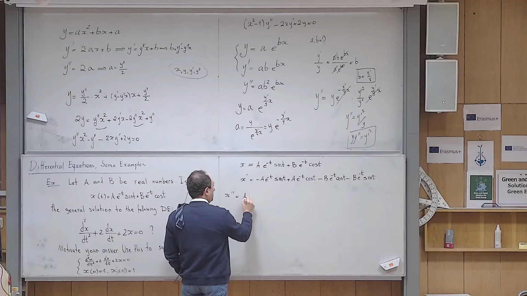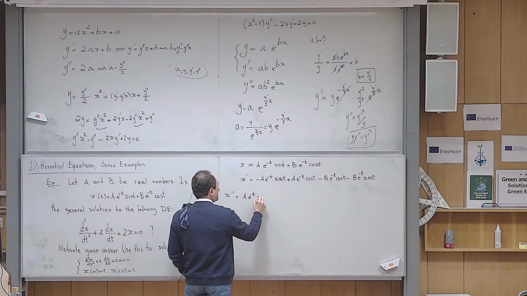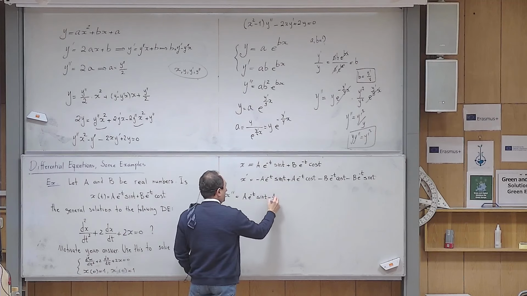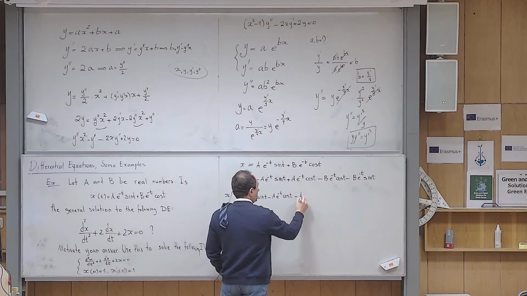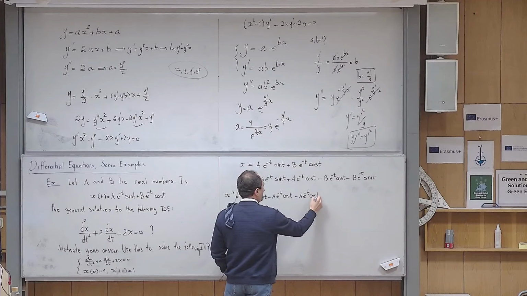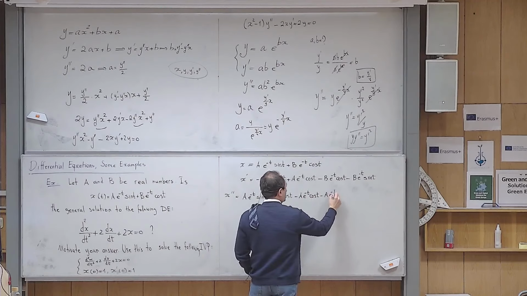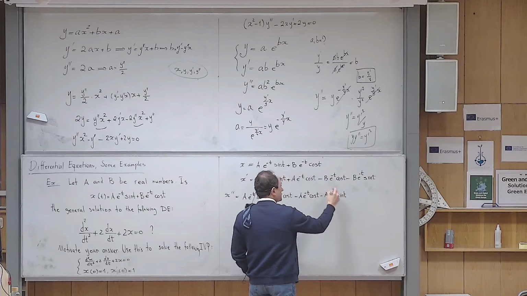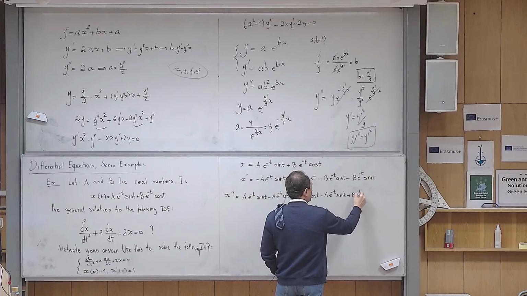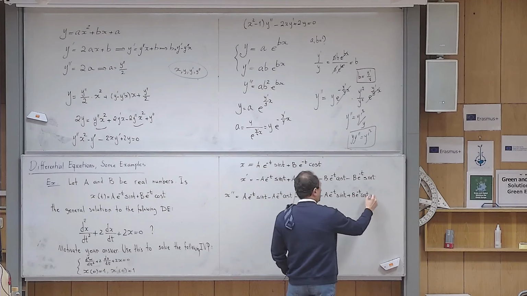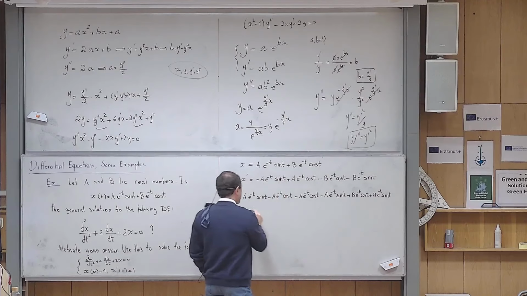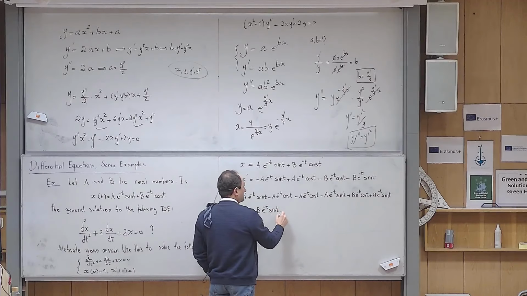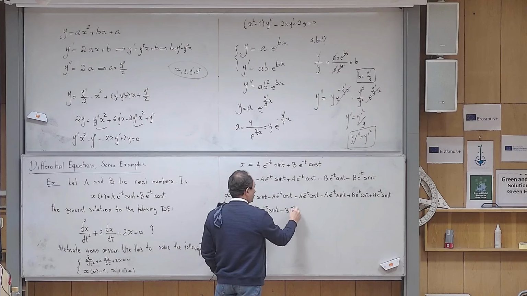So this becomes a e to the power minus t sine t minus a e to the power minus t cosine t. The next one becomes minus a e to the power minus t cosine t minus a e to the power minus t sine t. The next one becomes plus b e to the power minus t cosine t plus b e to the power of minus t sine t. And the next one becomes plus b e to the power of minus t sine t, and then finally minus b e to the power of minus t cosine t.